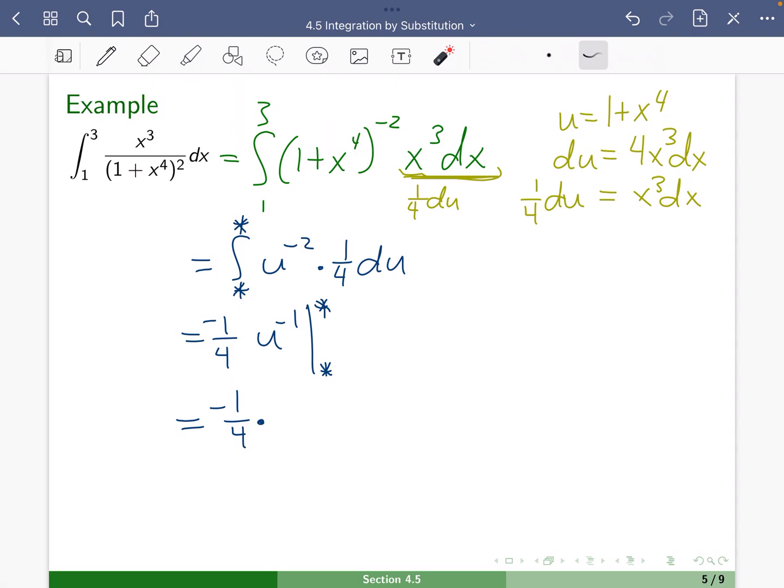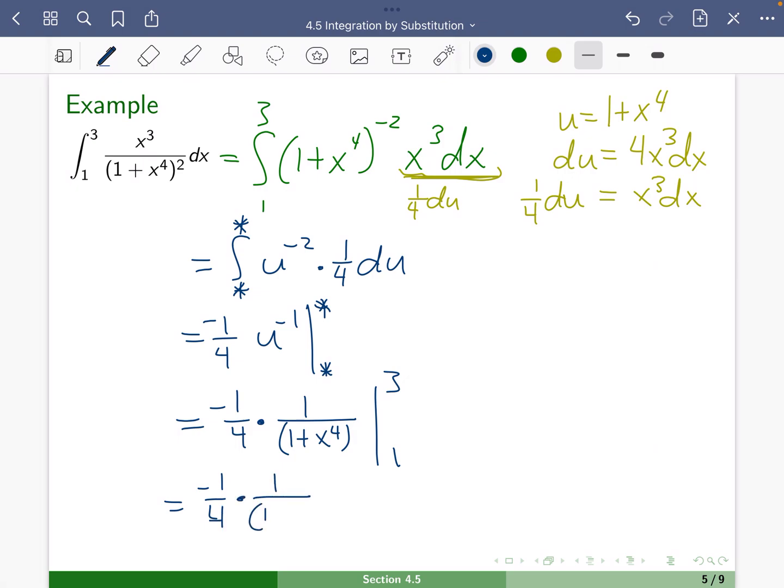So this value u, it is 1 plus x to the fourth. So this is times 1 over 1 plus x to the fourth. And now that we've changed back to x values, now we can use these limits of 1 and 3. So we have negative 1/4 times 1 over 1 plus 3 to the fourth minus negative 1/4 times 1 over 1 plus 1 to the 4th.